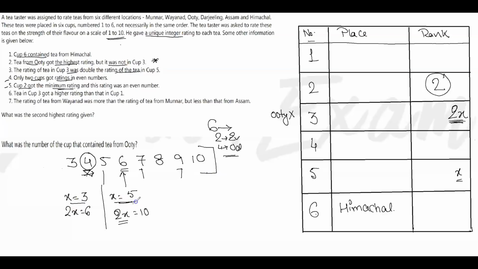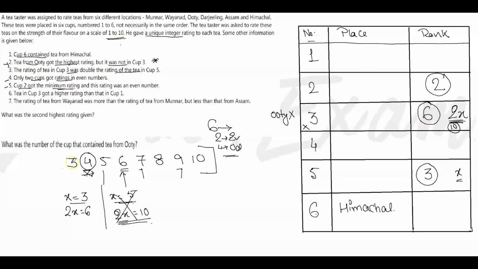Now if x is equal to 5, 2x would be equal to 10. Now if this is equal to 10, this is the highest possible rating, but in point number 2, it's already given that T from OT got the highest rating, but it was not in cup 3. So cup 3 cannot have the highest rating, and that means that x cannot take the value of 5. So x would be equal to 3, for which the rating in cup 3 would be equal to 6.